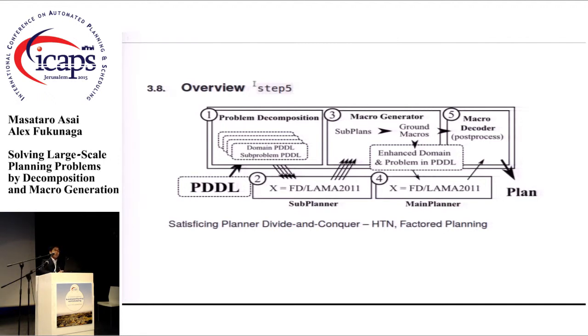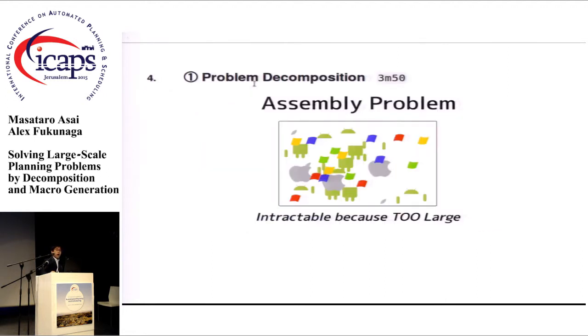This overall system is a satisficing planner, which follows a simple divide and conquer approach. So this is quite similar to HD, maybe not, and to factored planning. Next, I will describe each step in detail.